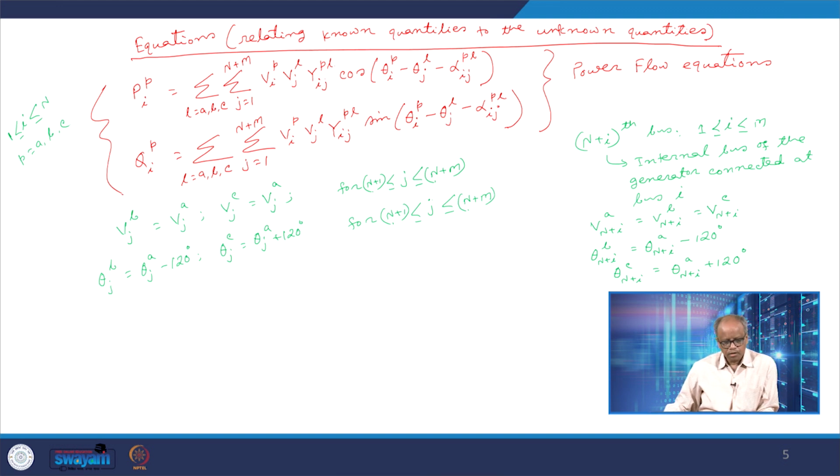So these are the equations for injected real and reactive power. These cover the first two classes of known quantities.